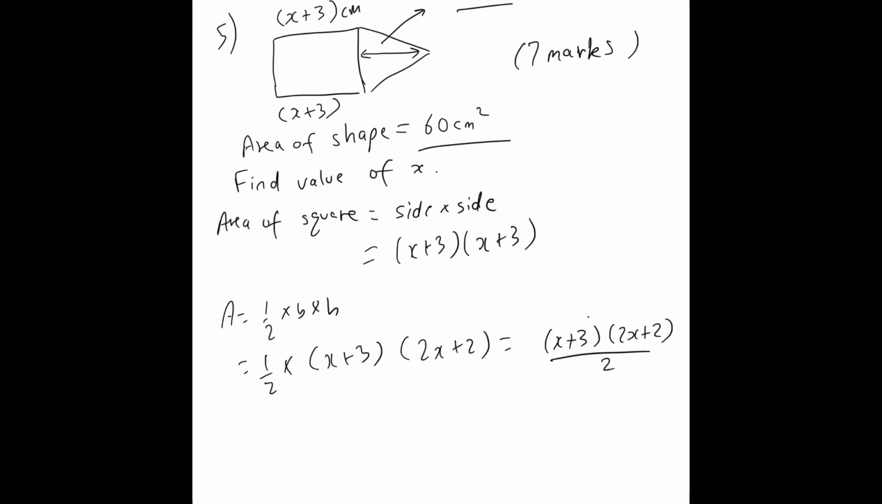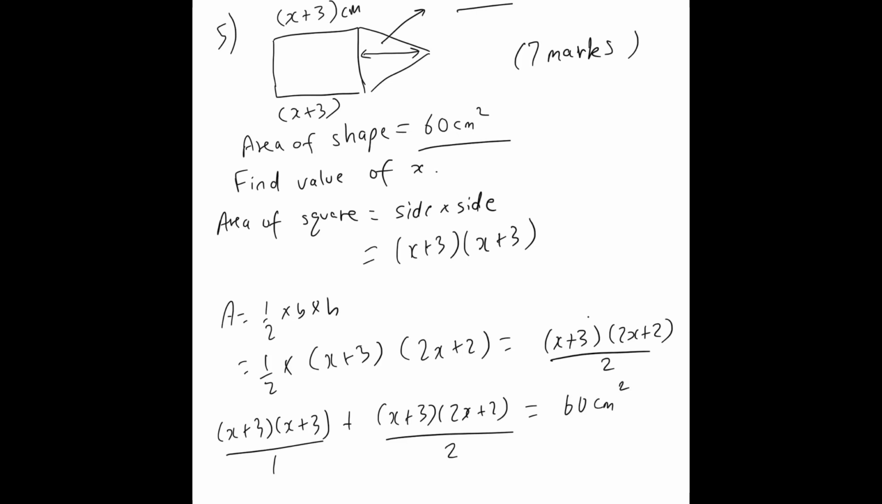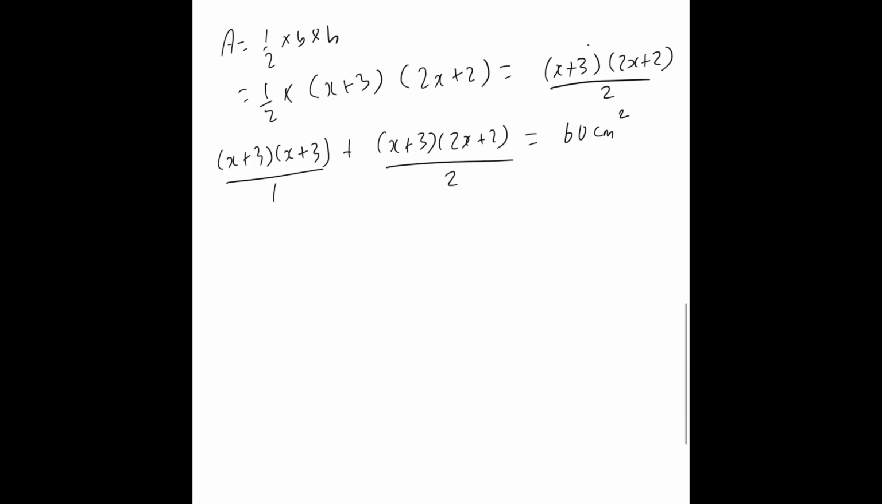Okay. So the area of the square is (x + 3)(x + 3). You add it with the area of the triangle. Once you do that, you're going to have a nice equation here. The denominator for this side is 1, and they're all going to be equal to the area of the shape, which is 60 centimeters squared. Now, once you do that, you're going to follow the cross multiplication method.